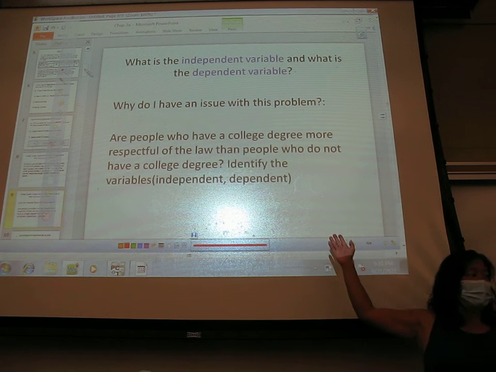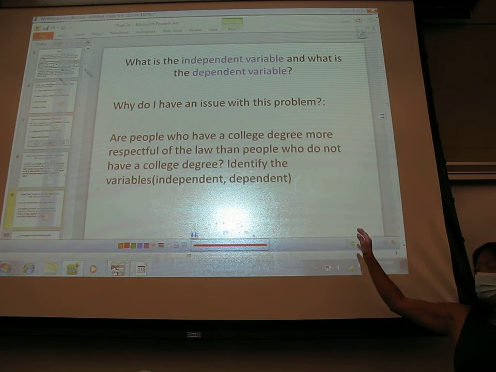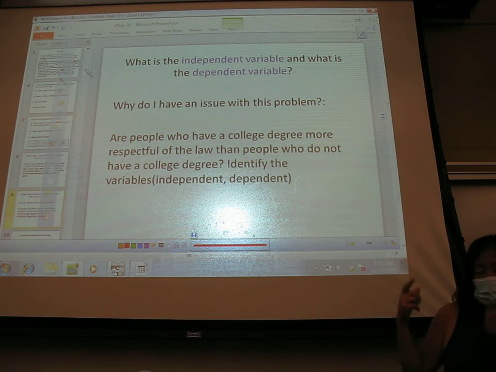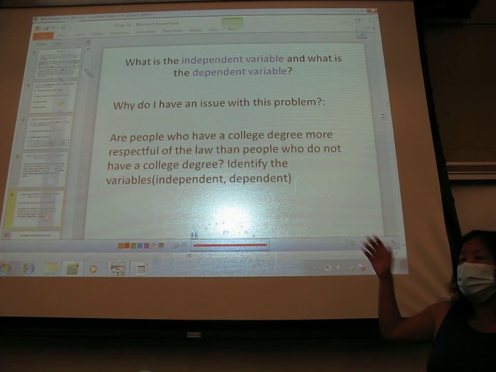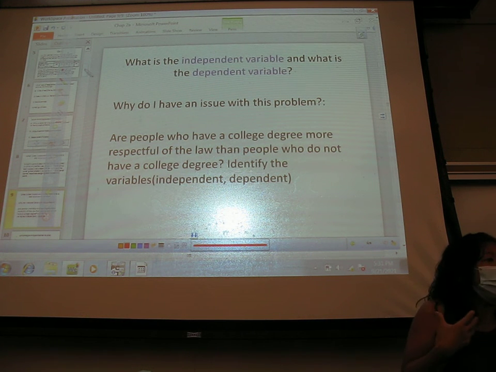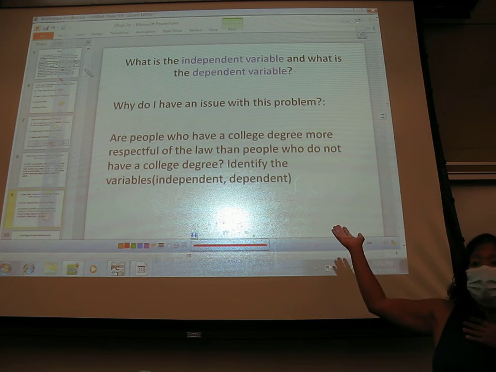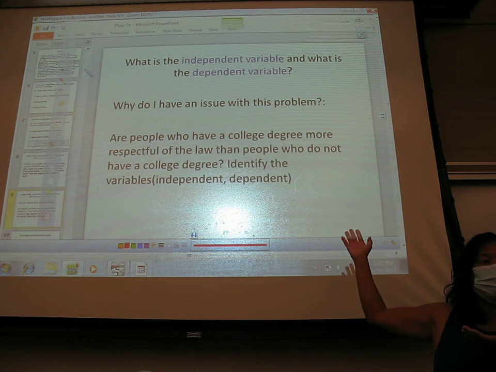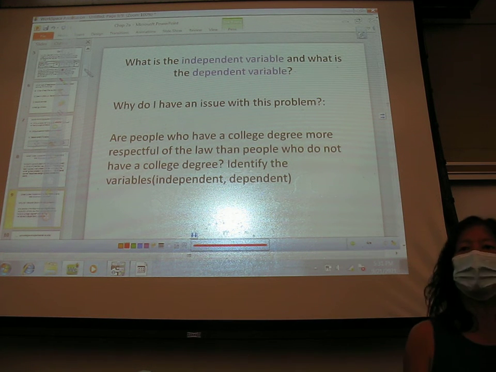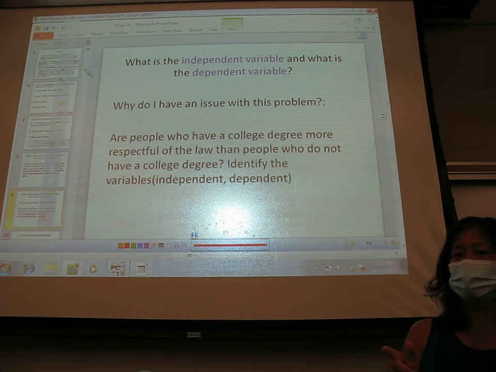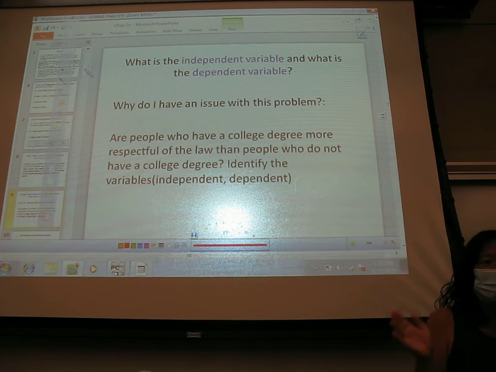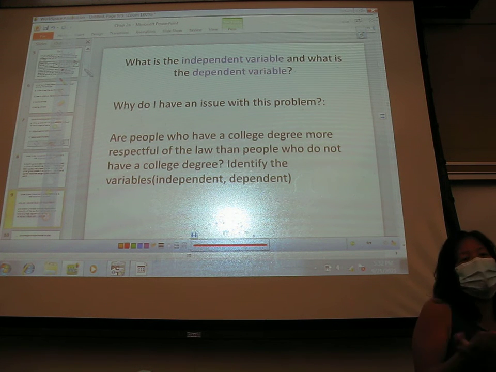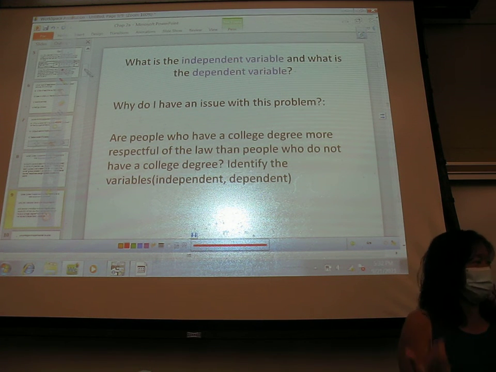So it's completely impossible to do this because, like someone said earlier, the independent variable is the one that I control, the one that I mess with. How am I going to mess with either one of these? Does that make sense? But I can't say, well, you guys have to go out and be disrespectful of the law somehow. Go out and slug a police officer. I don't know, whatever, right? And you can't really mess with that.